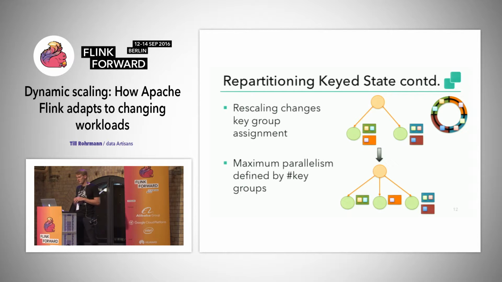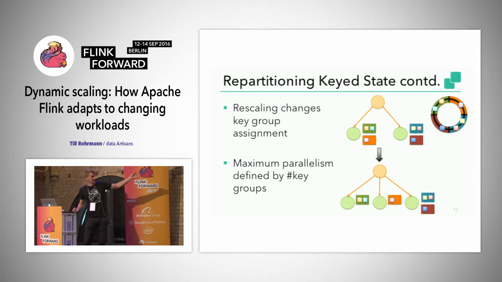When we now want to scale up, add a new mapper, for example, we can simply take, like in this case, the second key group, the orange one, and assign it to the new subtask, which we've instantiated. And now this subtask is responsible for all keys which fall into the second key group.